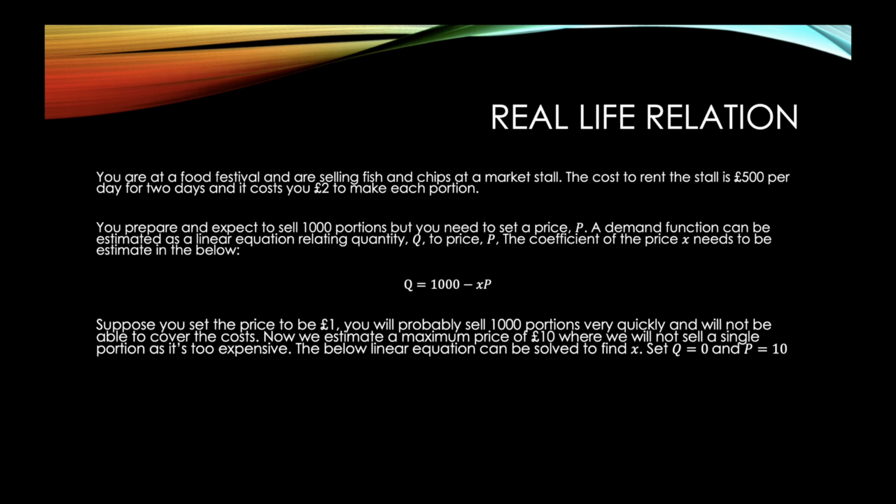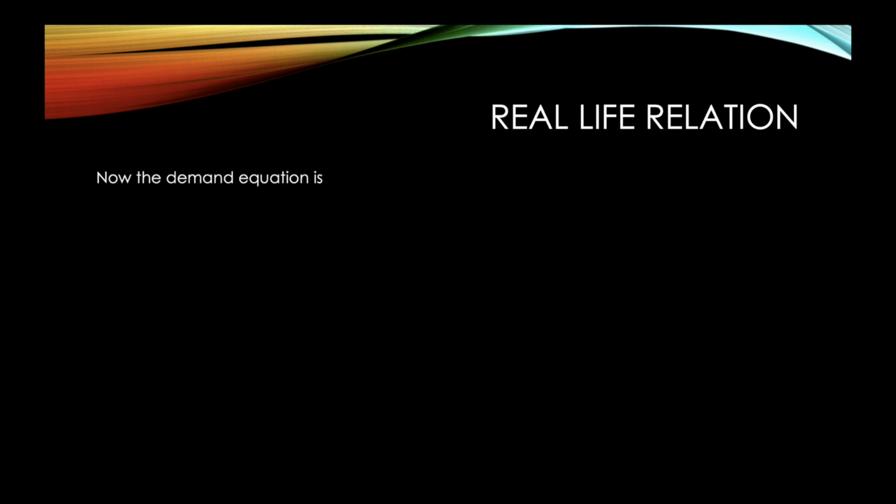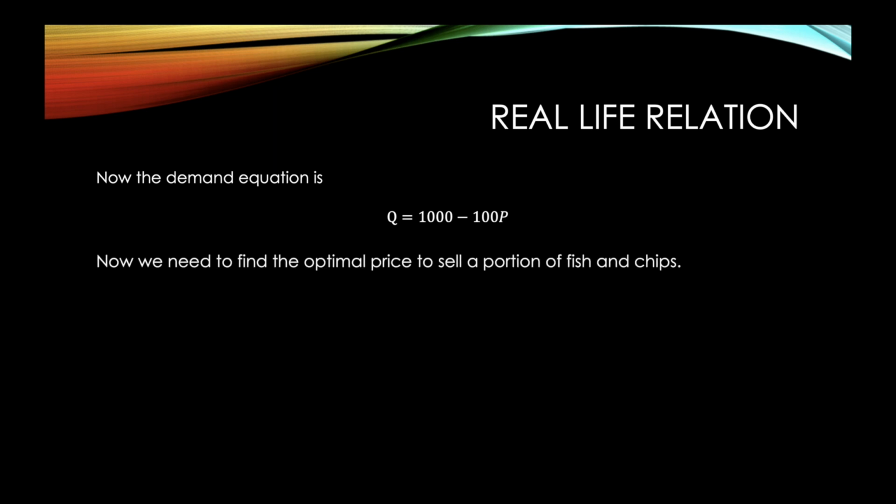Let's assume the price of this expensive portion is £10 per portion. So we can rewrite the above equation by setting Q equal to 0 and the price P equal to 10, and we have 0 is equal to 1000 minus 10x. Now we can solve this, which implies x is equal to 100. Okay, that's great. So now we have a demand function which relates quantity Q to the price P, and this is Q is equal to 1000 minus 100p. Now we need to find the optimal price to sell a portion of fish and chips.